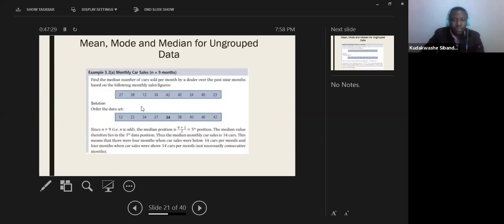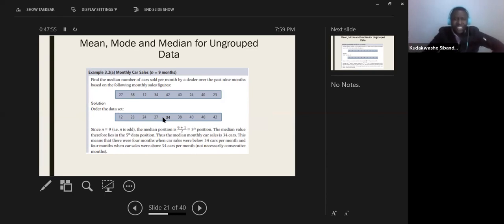So let me use this example. Find the median number of cars sold per month by a dealer over the past 9 months based on the following monthly sales figures. So they were taking the monthly car sales for 9 months. The total number of observations was 9, and we can clearly see that it is an odd number.